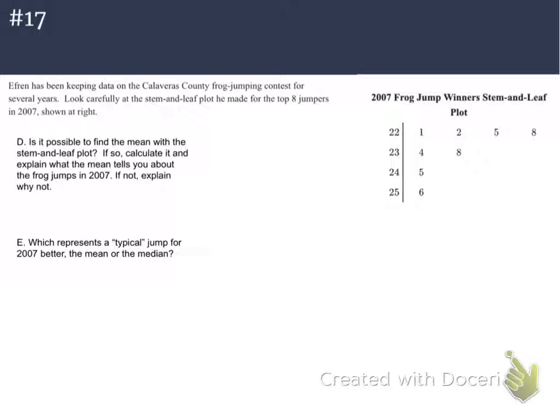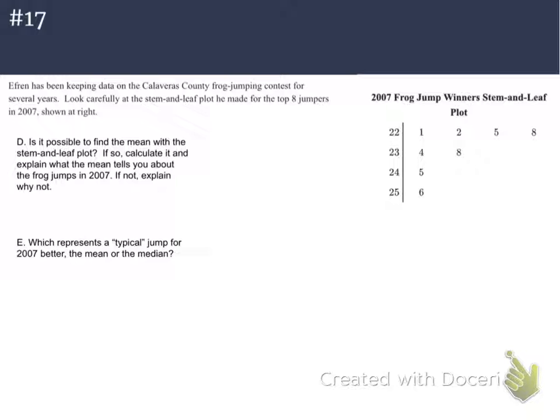Okay, continuing on with problem 17. So we just worked on the median, and now we're working on the mean. It says, is it possible to find the mean with the stem and leaf plot? If so, calculate it and explain what the mean tells you about the frog's jumps in 2007. If not, explain why not.